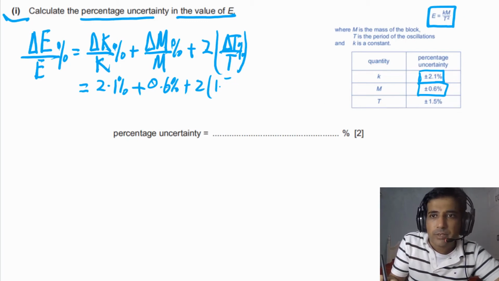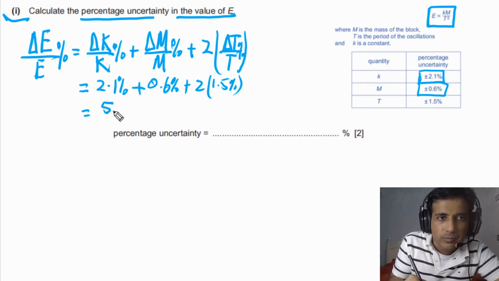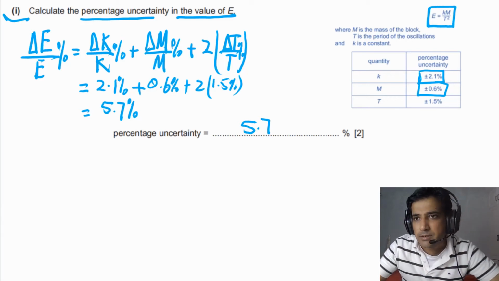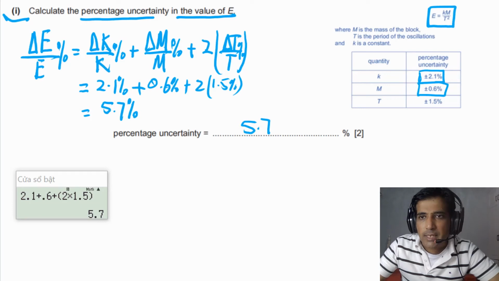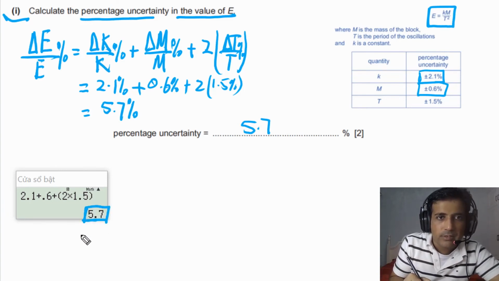So simply we can write down in our proper way. This is 1.5%. Let me write down here. If we add all of them, our final answer should be 5.7%. So the answer for this question is 5.7. Let me double check this one. Is it right or not? Let me use calculator. You can see I have already calculated here. This is equal to 5.7. So our final answer is correct.